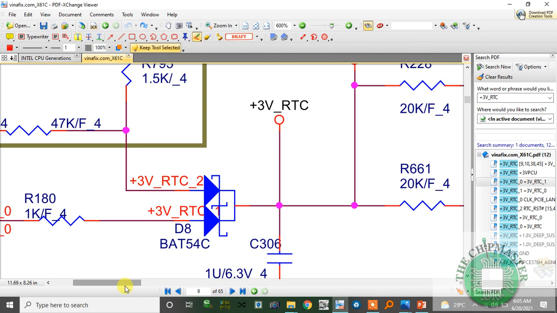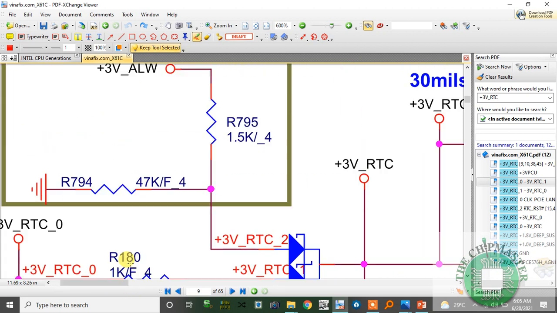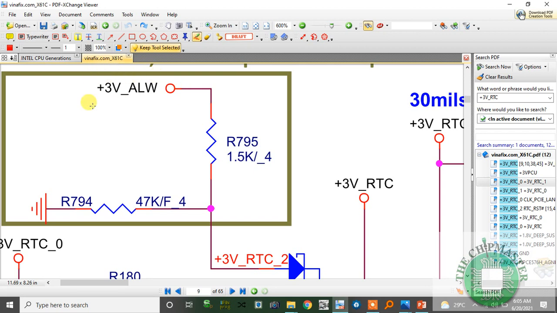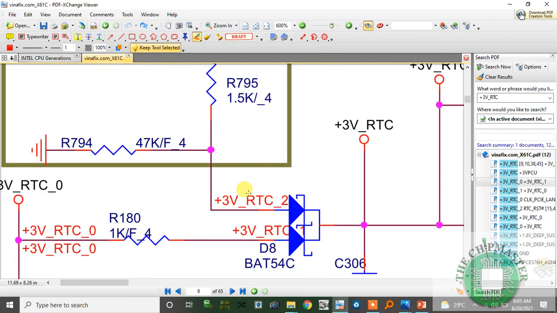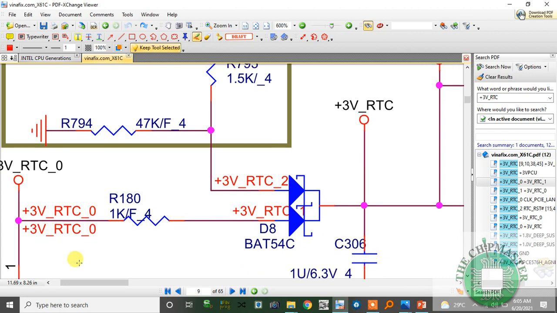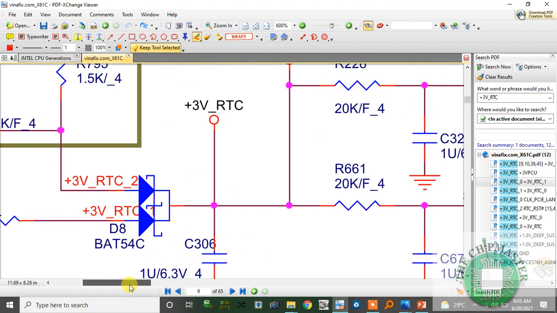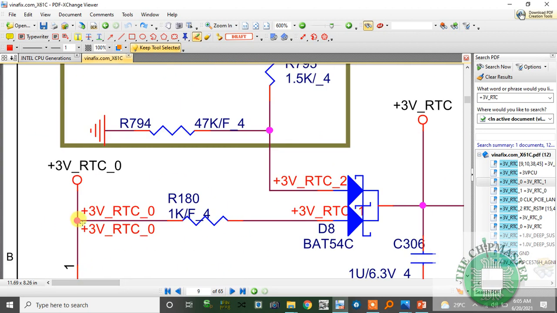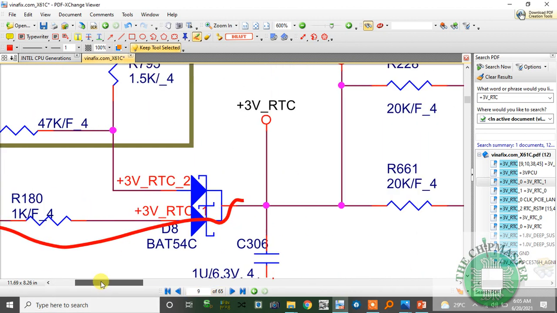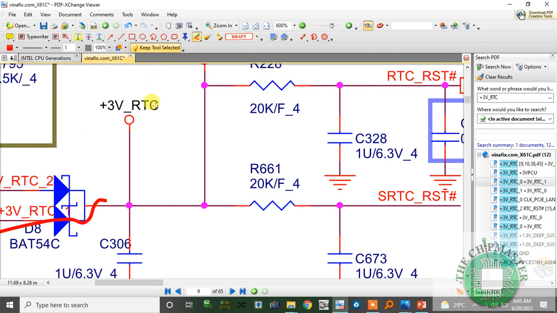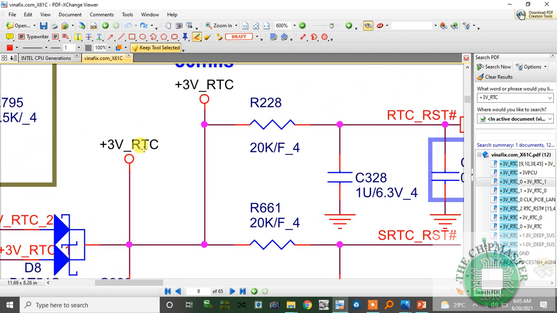But when the battery is removed and the adapter is removed, or the battery is not working or is dead, then the battery will constantly provide power for the RTC, and it becomes +3V_RTC. So this is where it's coming from. This voltage is very important. A lack of this voltage will cause no trigger. So you press the button, there is no response. That is how it's generated.